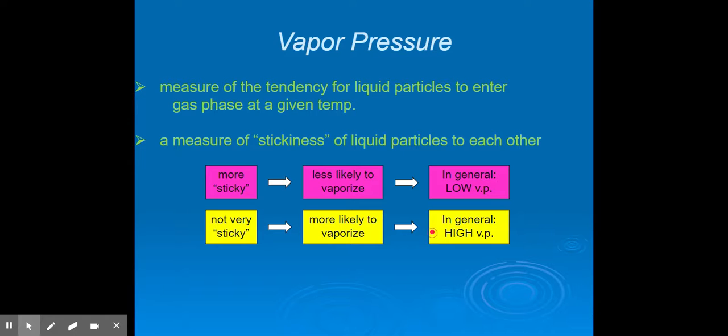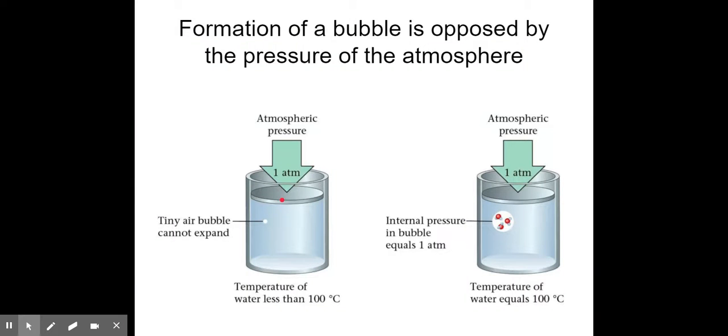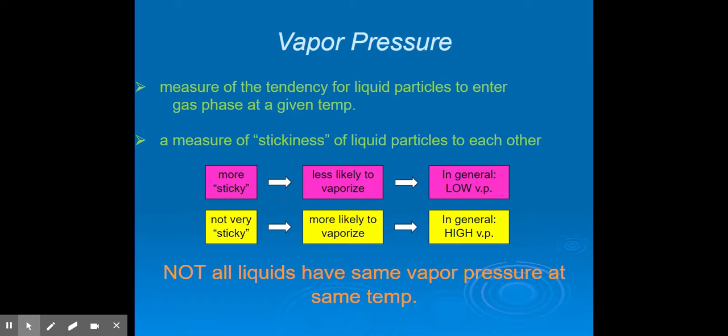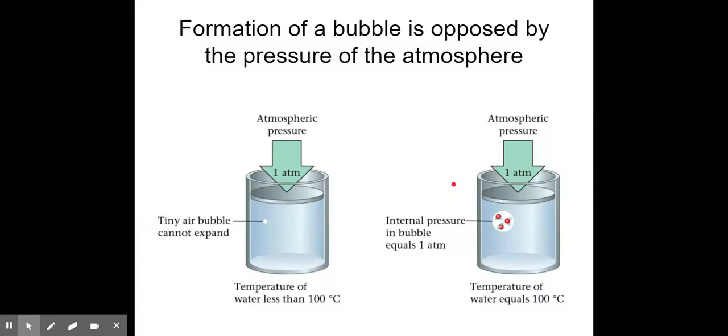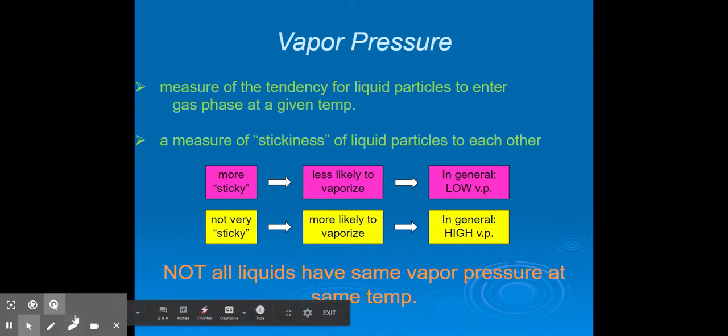Not all liquids have the same vapor pressure at the same temperature, and that's evident by Table H. The only thing that's really going to impact vapor pressure is temperature. The amount of the liquid you have has no impact on it whatsoever. That wraps up our discussion about vapor pressure.